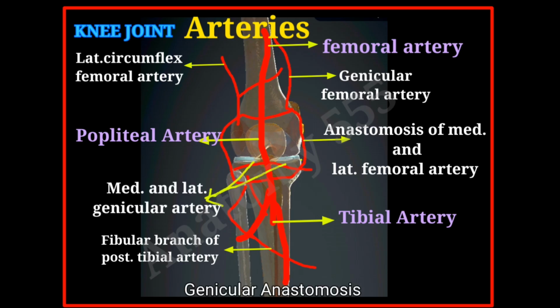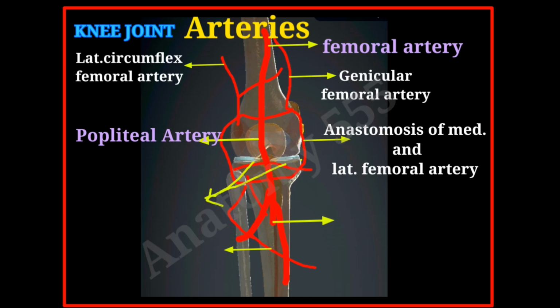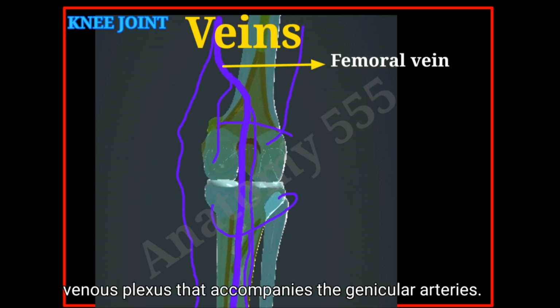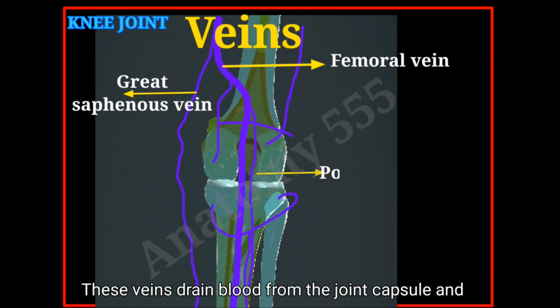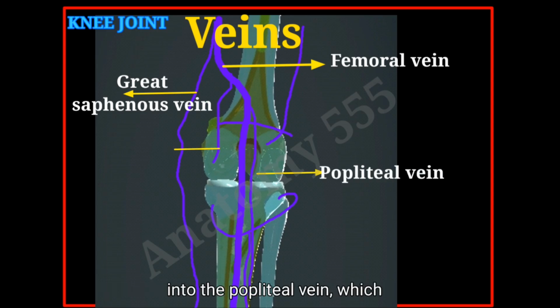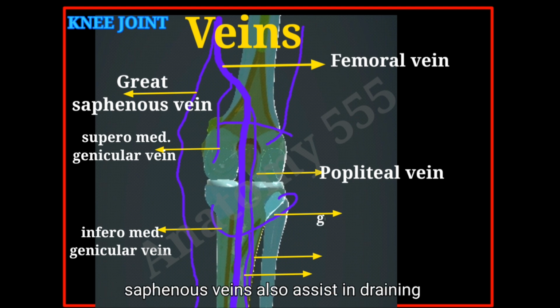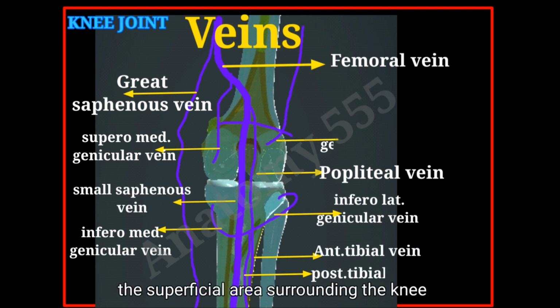Genicular anastomosis. This is a network of arteries around the knee that ensures continuous blood supply even when the knee is flexed. The veins of the knee joint form a genicular venous plexus that accompanies the genicular arteries. These veins drain blood from the joint capsule and ligaments into the popliteal vein, which continues as the femoral vein. The great and small saphenous veins also assist in draining the superficial areas around the knee.